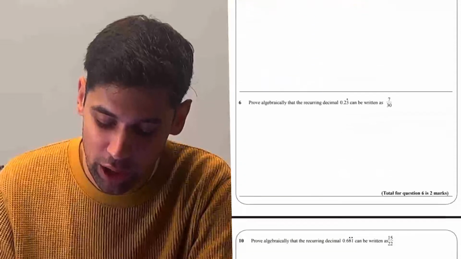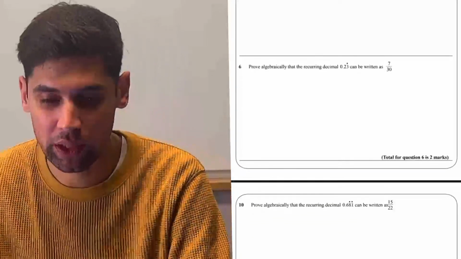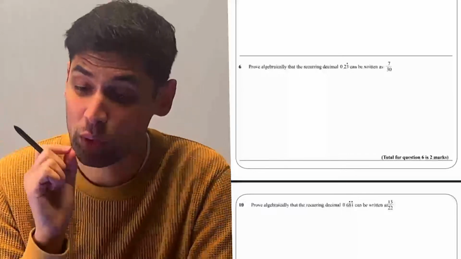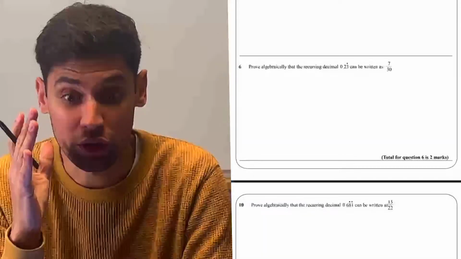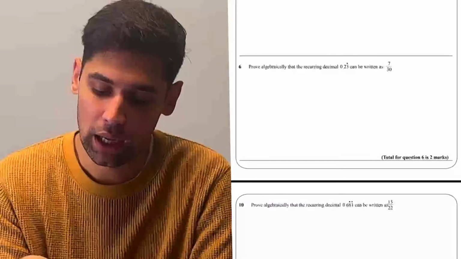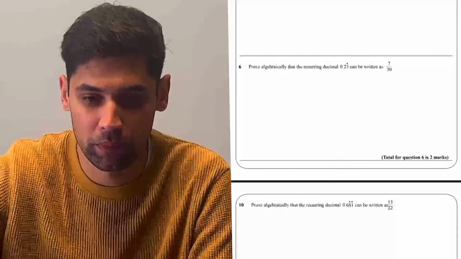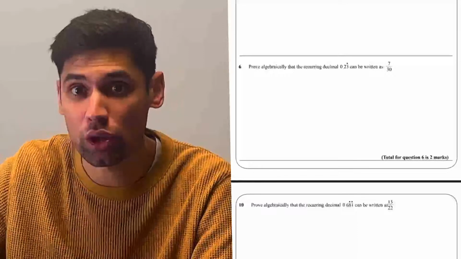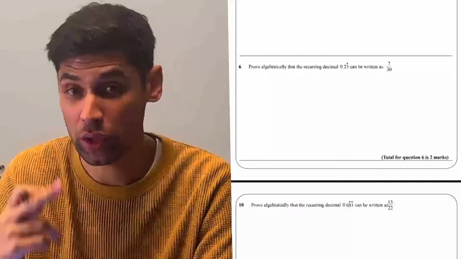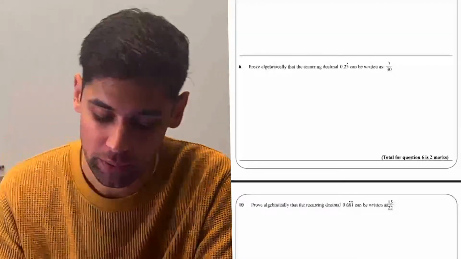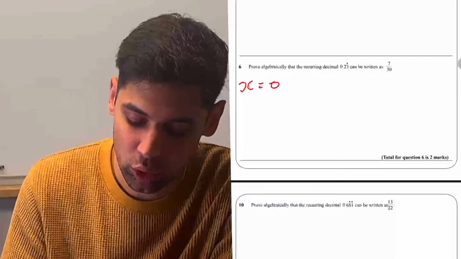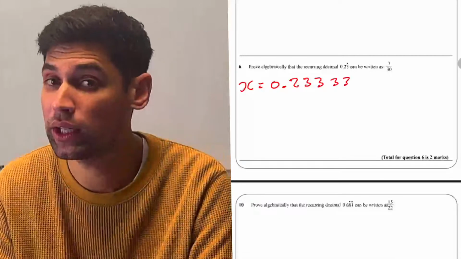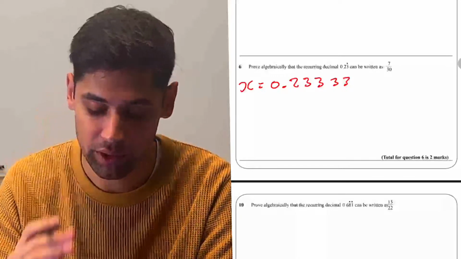Let's try this one. Prove algebraically that the recurring decimal 0.23 can be written as 7/30. So I just want to clarify exactly what the dot above the 3 represents here. It means this number is recurring in this situation. The dots represent the beginning and end of the recurring cycle. So if there's only one dot, there's only one number that is recurring. So we're going to say x equals 0.23333 because the dot is only above 3. So that is the beginning and end of the recurrence.